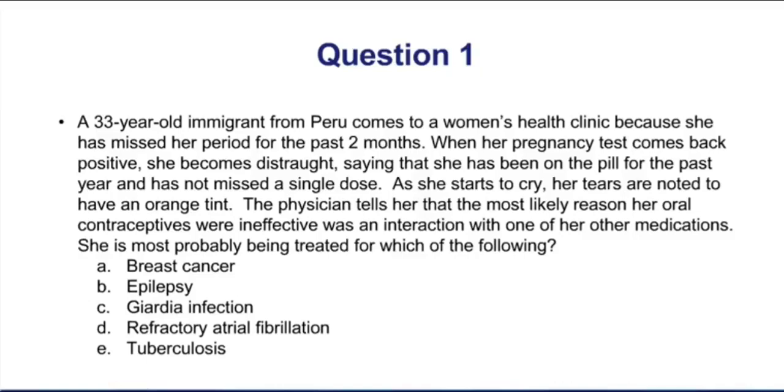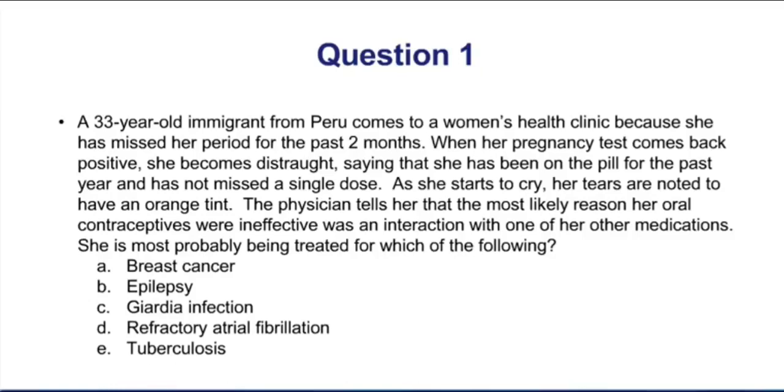A 33-year-old immigrant from Peru comes to a women's health clinic. She's missed her period for the past 2 months. When her pregnancy test comes back positive, she becomes distraught, saying that she's been on the pill for the past year and has not missed a single dose. When she starts to cry, her tears are noted to have an orange tint. Come on, folks, you know that was the real clue, right?